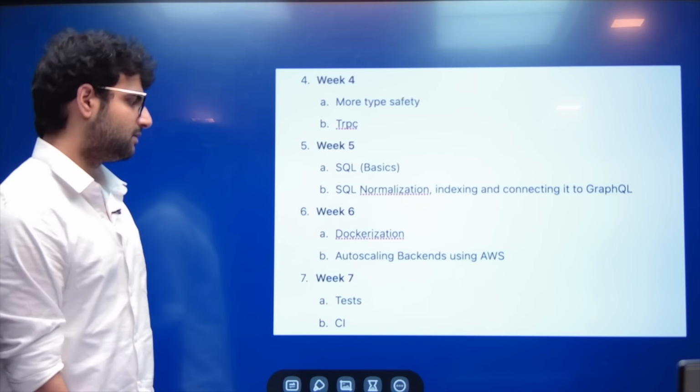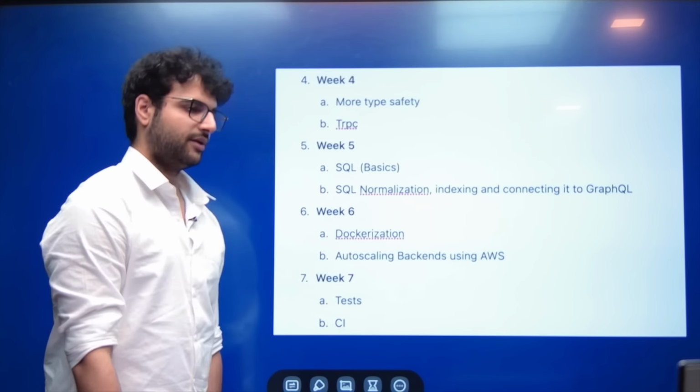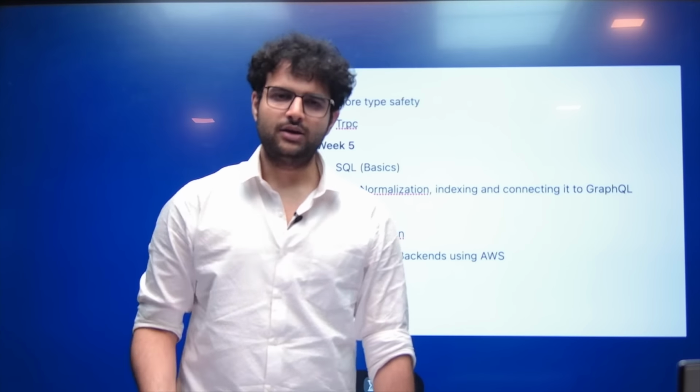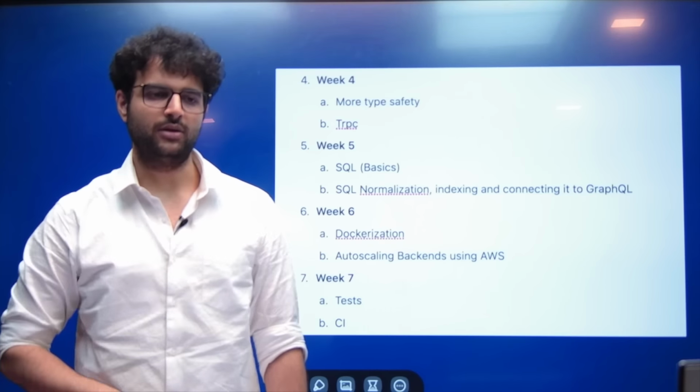Like all that jazz. And of course, containerizing our application until this point. Finally, auto-scaling backends using AWS. Until now, the continuous deployment happens on a single EC2 machine. How can it auto-scale up and down, not using Kubernetes.